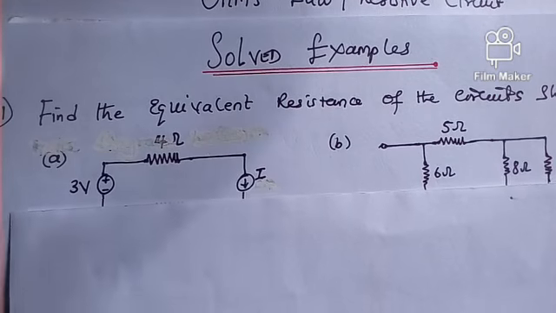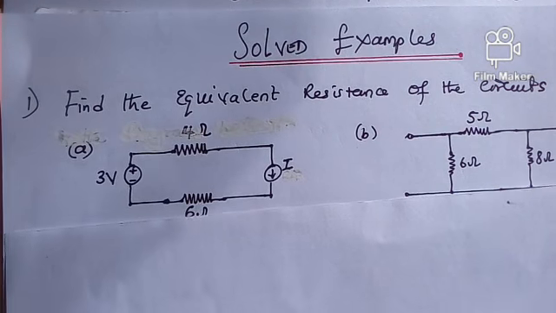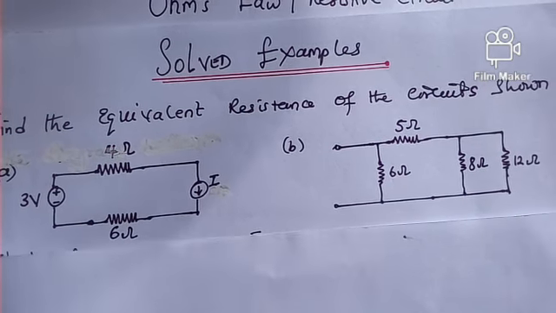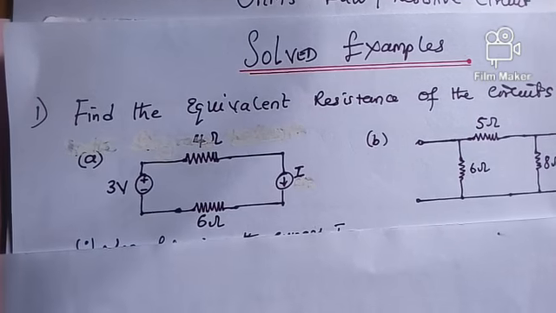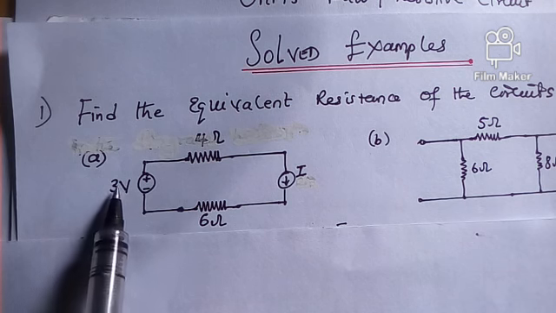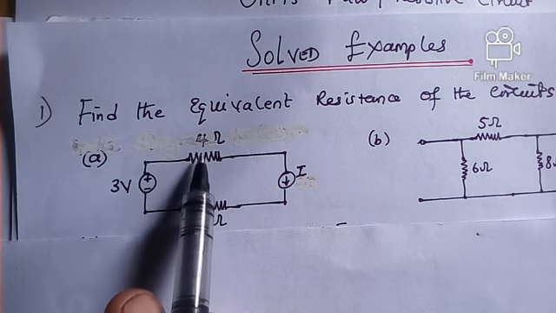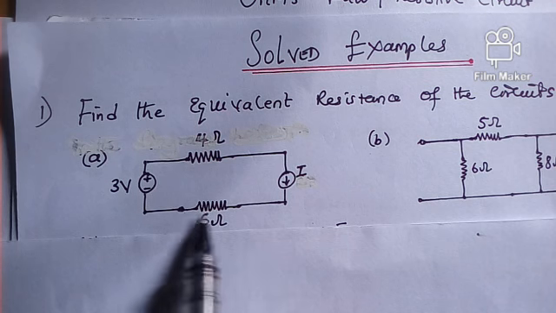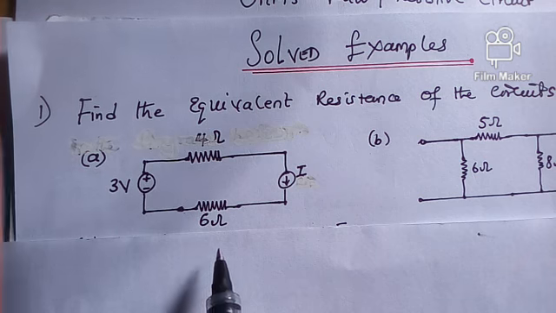Here's the first question, question number 1. The question says, find the equivalent resistance of the circuit shown below. Now look at this circuit. The first circuit here is just a 3 volt supply with a 4 ohm resistor connected to a 6 ohm resistor. Now I want you to think about this.